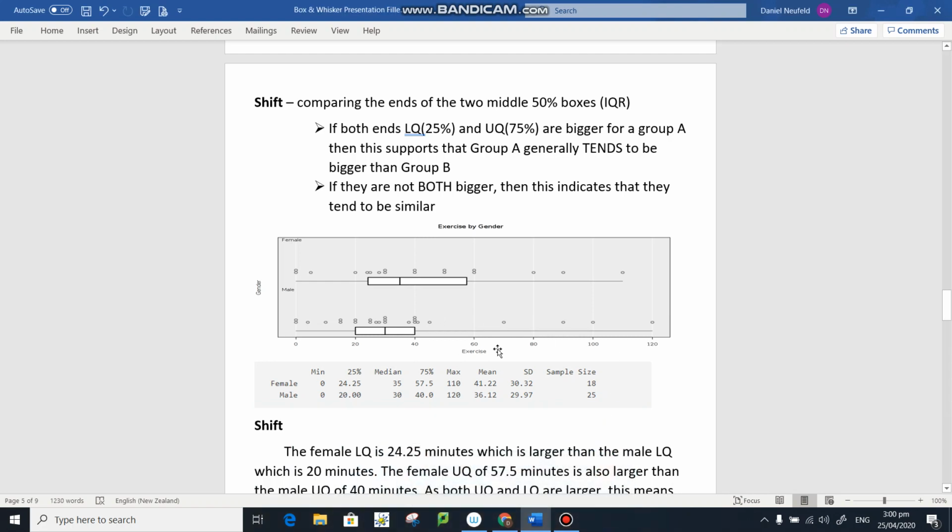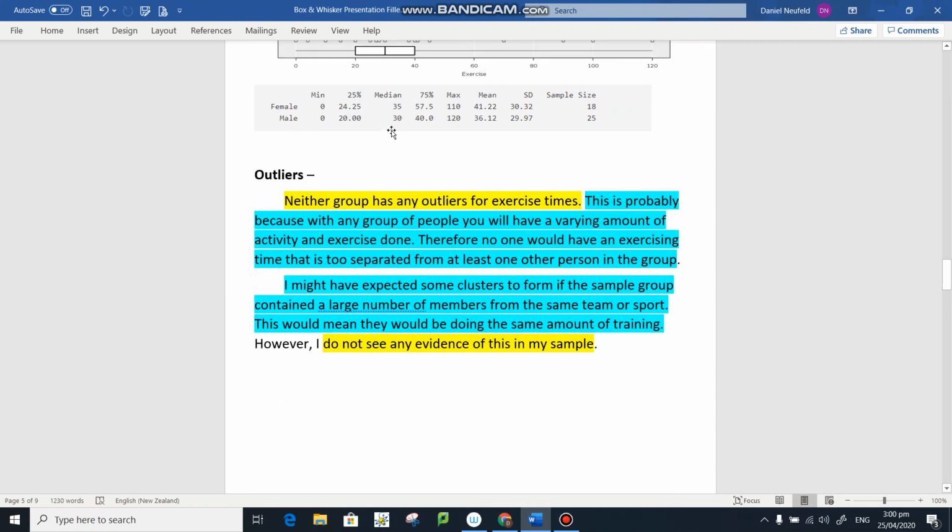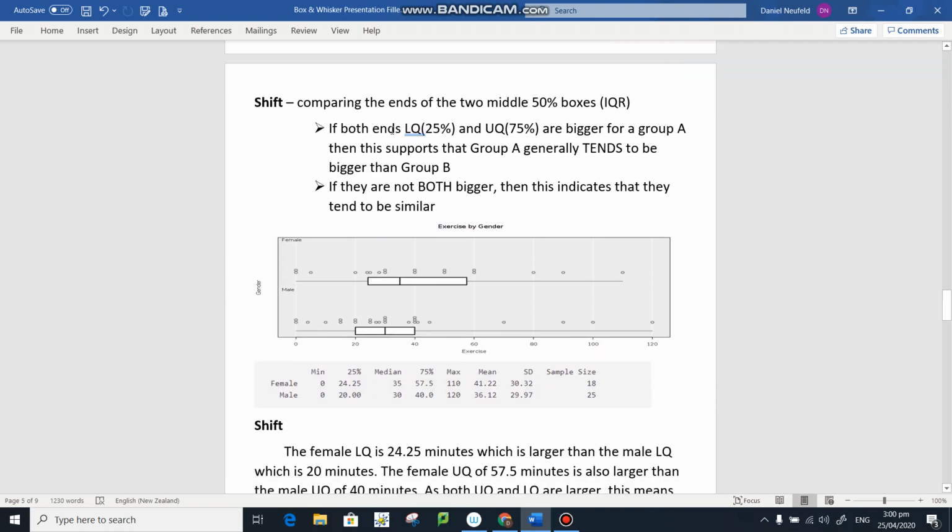Okay, here's part two of the video. Before, we finished off with outliers and clusters. Now we'll finish the last two, and possibly the most important of them, the shift and the overlap. These are the two main things that will actually tell us that one group tends to be larger than the other group.